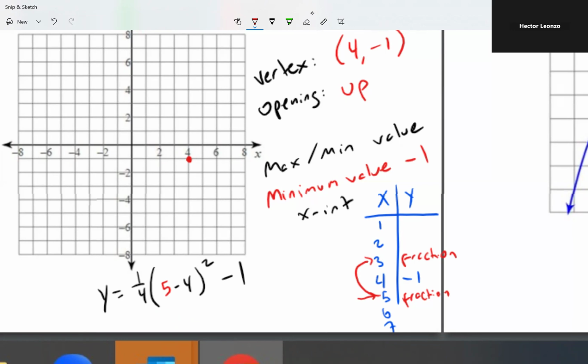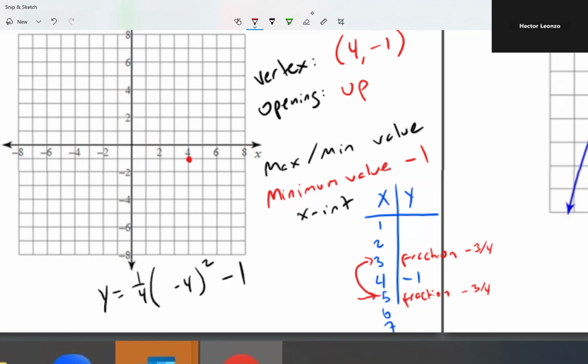Some of you might be wondering, Mr. Leonzo, what's that actual fraction that you get? Okay, you guys want to try this out? You happen to get -3/4. Okay, so that one didn't work, right?